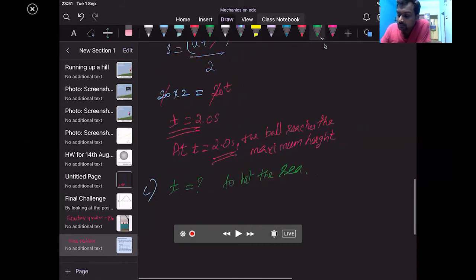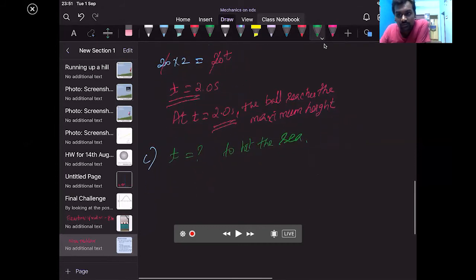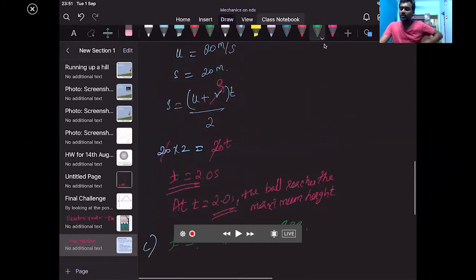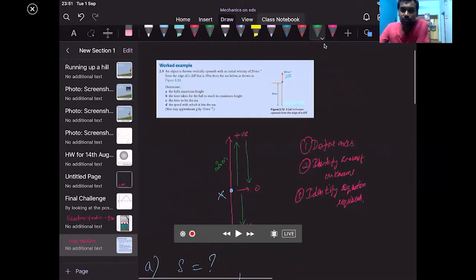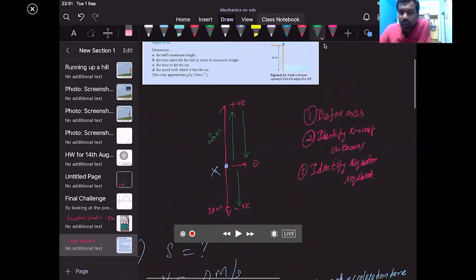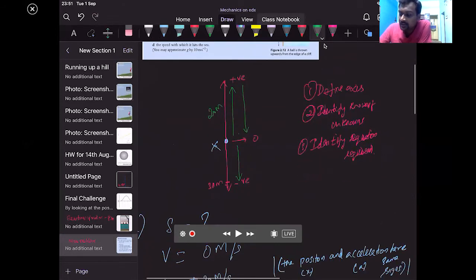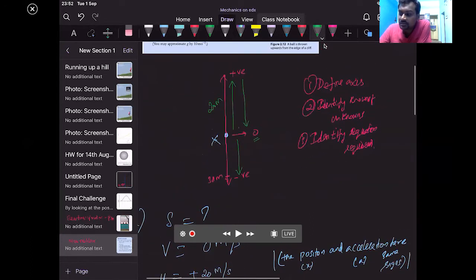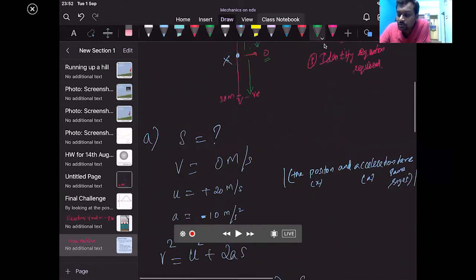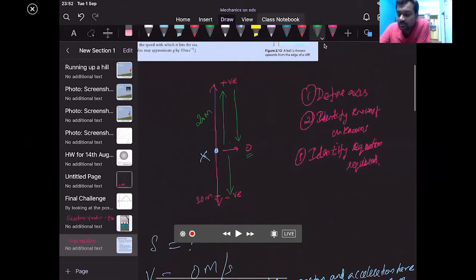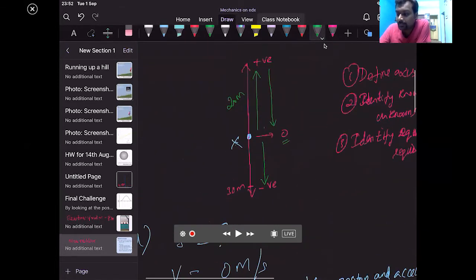Now, there are two ways of solving this problem. One is to break the motion into two: going up and coming down, and the second half being the motion from the 0 meter mark until it hits the sea. That's one way of doing it. The second is you don't even have to break it. You can actually do it in one go. I'm going to teach you the second method because that's not going to take you much time.